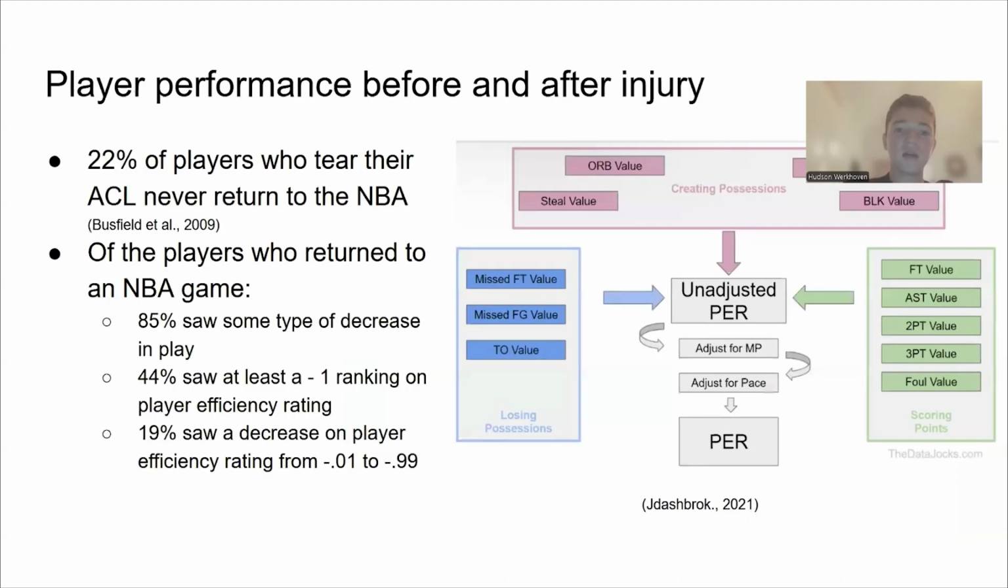After an ACL tear, 22% of players never even returned to play an NBA game again. Of the players who did return, 85% of them saw a decrease in play, 44% saw at least a -1 ranking on player efficiency rating, and 19% saw a decrease on player efficiency rating between -0.01 and -0.99. Player efficiency rating is how valuable a player is on the court based on a lot of different metrics, which can be shown in the picture on the right. The three main components of player efficiency rating are creating possessions, scoring points, and losing possessions.